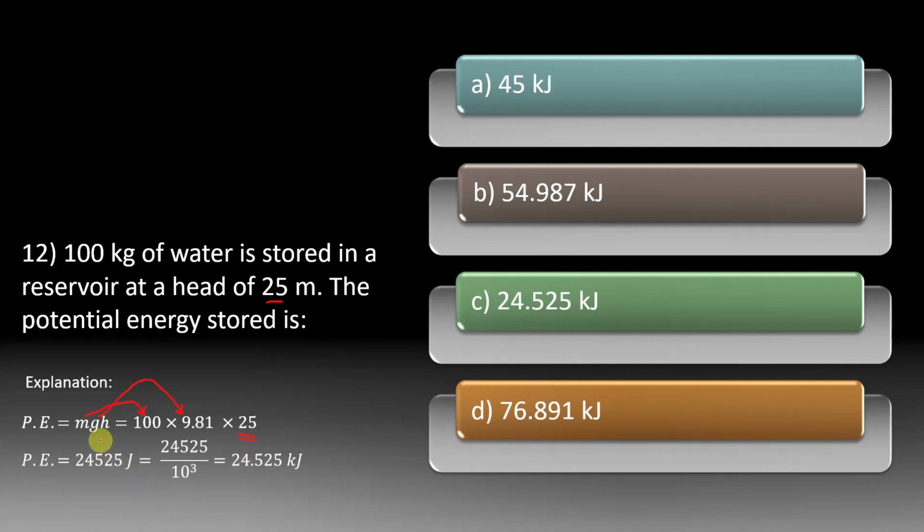So the calculation will give you 24,525 joule. But we want the answer in kilojoule because all the answers are in kilojoule. So divide it by 10 raised to 3 so that joule gets converted to kilojoule. So it is 24,525 divided by 10 raised to 3. That is nothing but 24.525. So this particular option is the correct option.